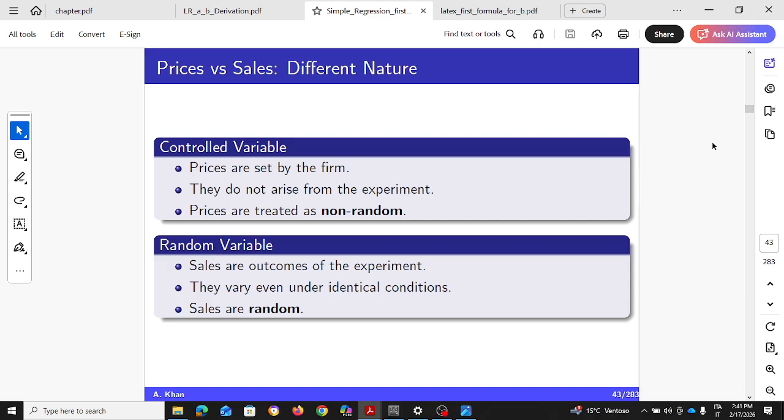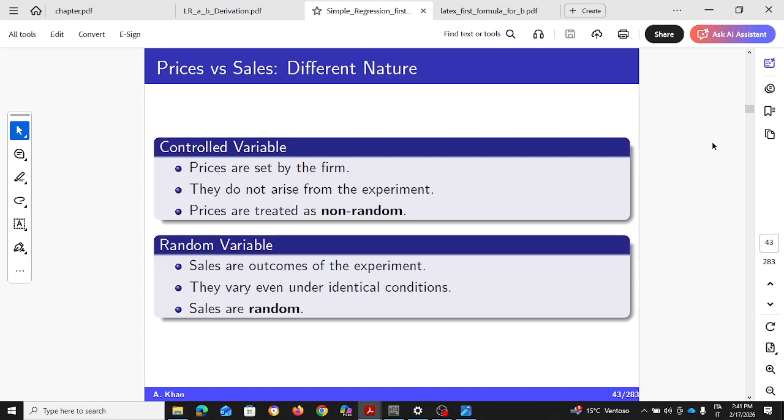So now, the nature of these control variables. The price was what? It was set by the firm. It does not arise from the experiment. So we already have this fixed price, and so we don't treat the price as a random variable. Clear?